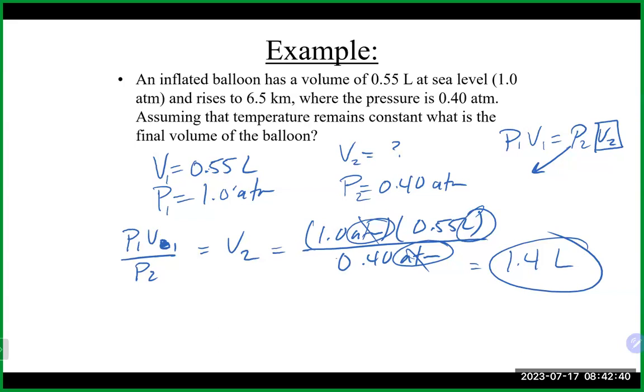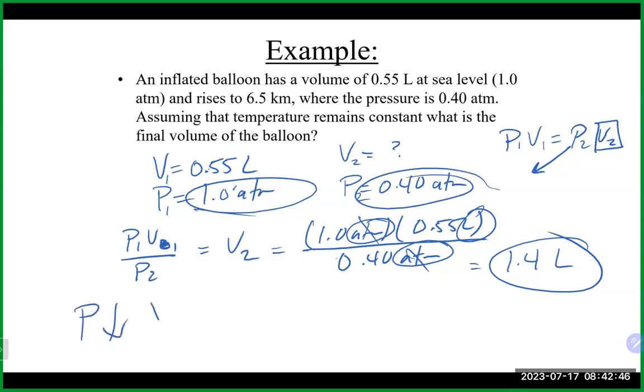Once again, understanding the relationship in this problem, the pressure went down, which means we should expect the volume to go up. And in this case, it did. It went from 0.55 to 1.4. So again, if you did the math wrong, at least you went in the right direction. Any questions on Boyle's Law here?